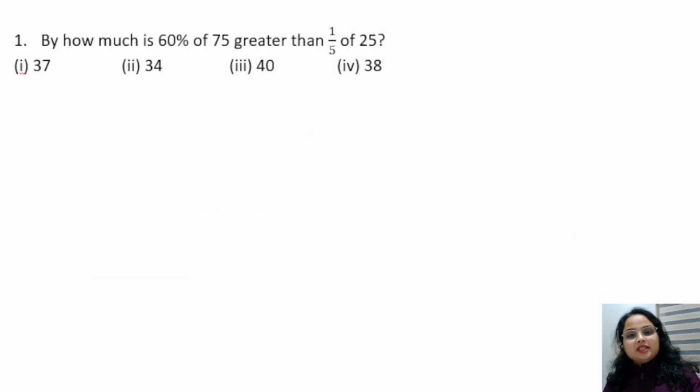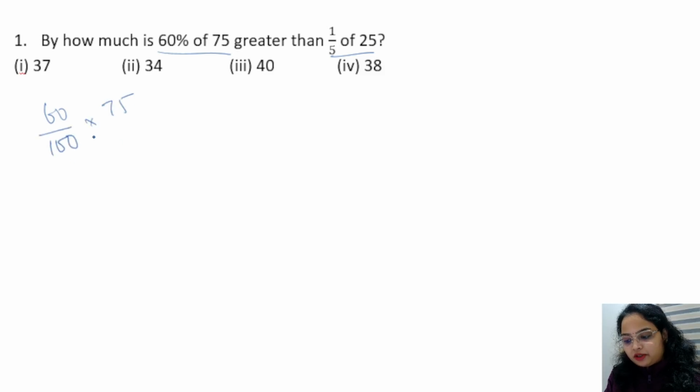So let us start. First one, by how much is 60% of 75 greater than 1/5 of 25? What is 60% of 75? It is 60 divided by 100 into 75. It is 25 into 3, 25 into 4, 4 into 15. So it is 15 into 3, 45.